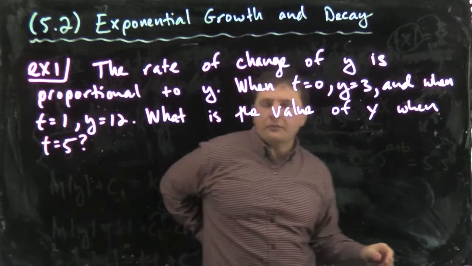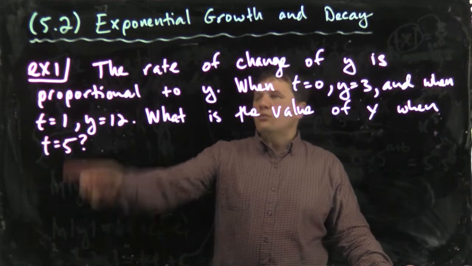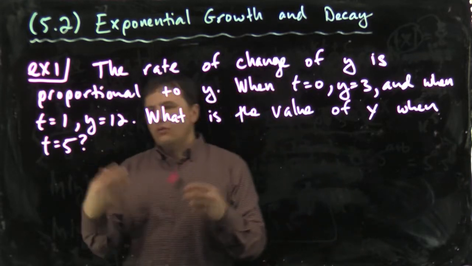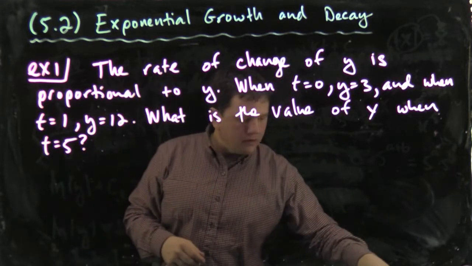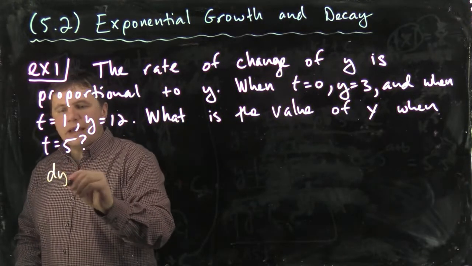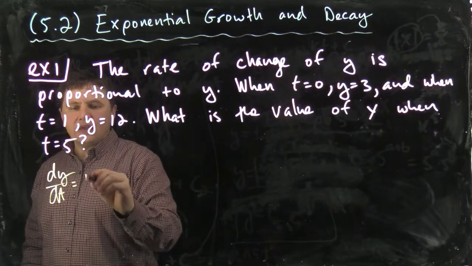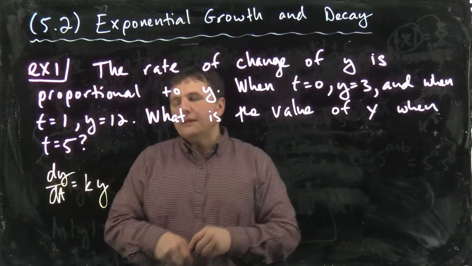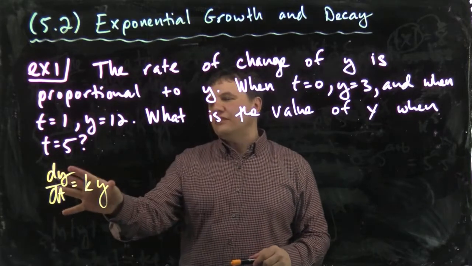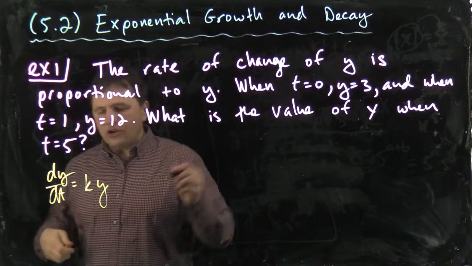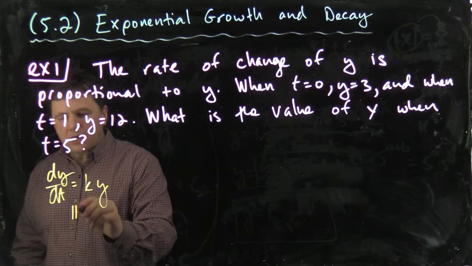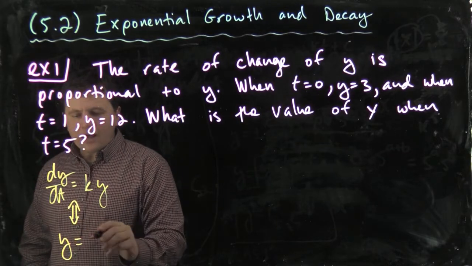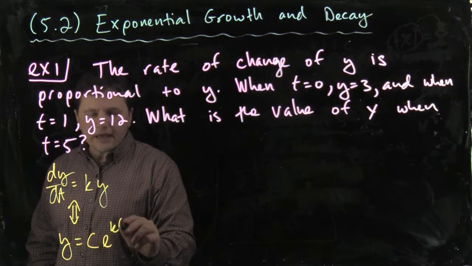Okay, our first example is a pretty straightforward one. They say the rate of change of y is proportional to y. So once again, we know right off the bat that that gives us the differential equation dy over dt is equal to k y, k being the constant of proportionality. As soon as I get this, I know, and you don't have to go through this process every time, that this gives us the exponential equation, y is equal to c e to the kt.